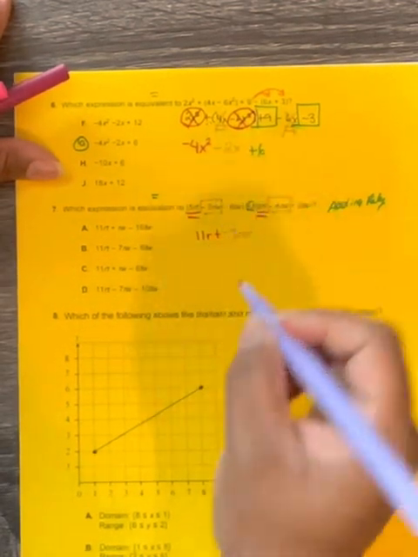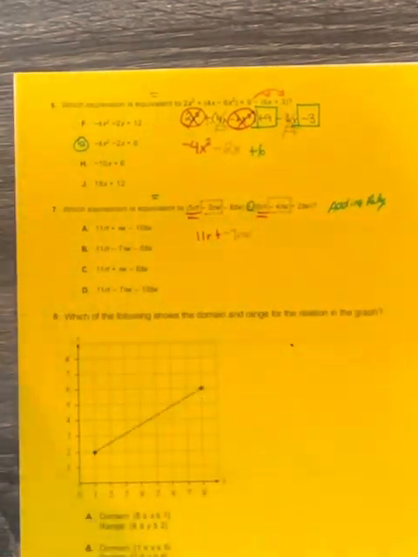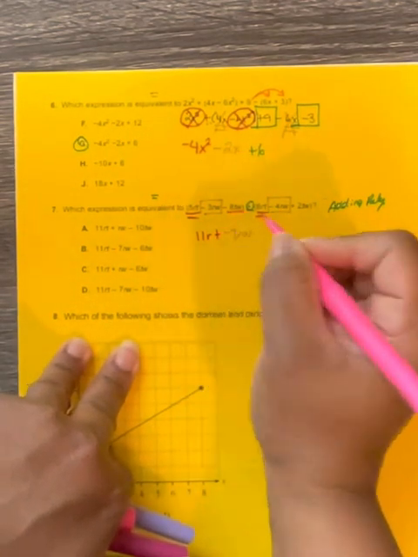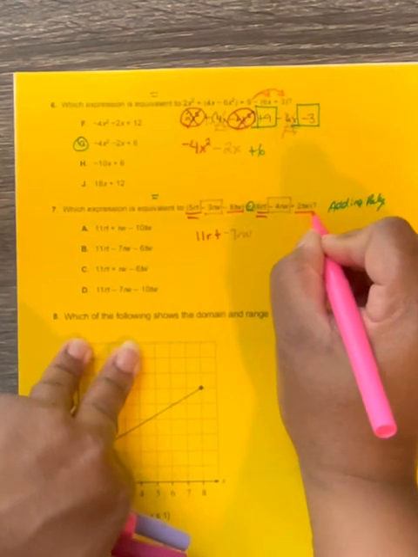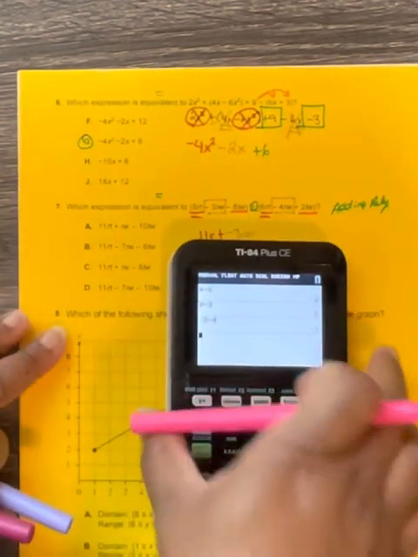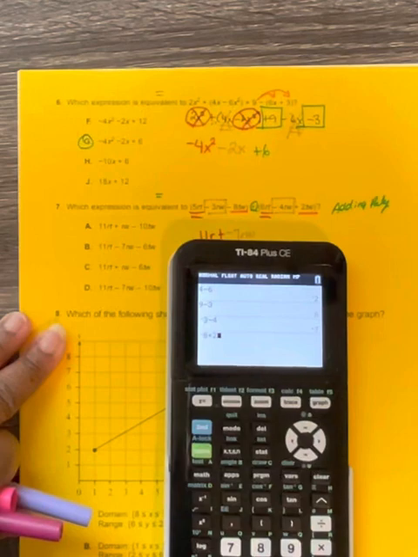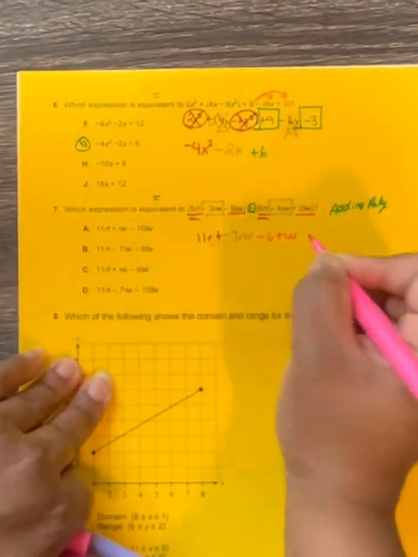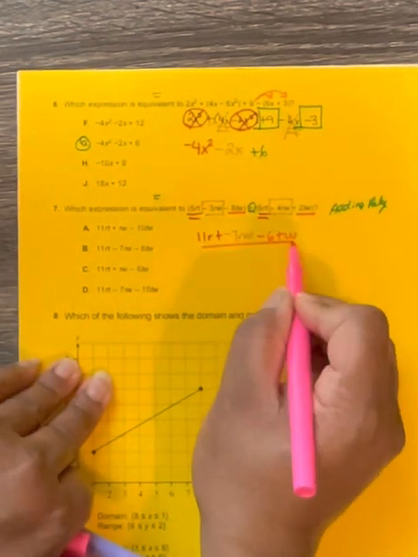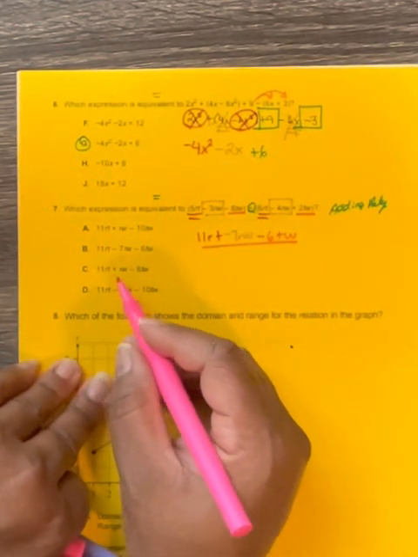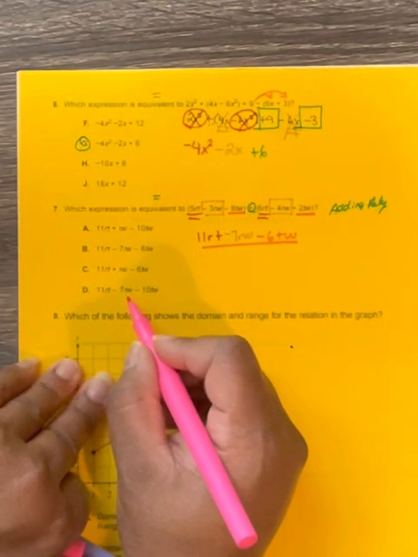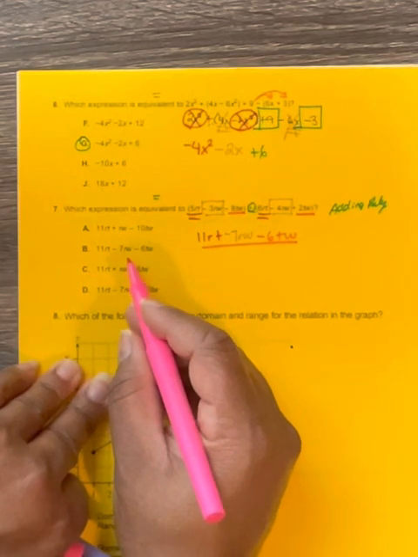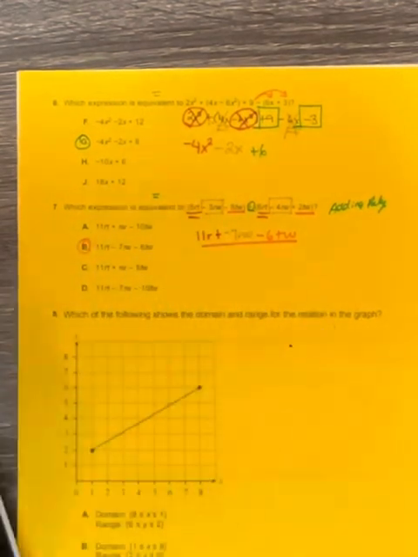And now that we're done with that, and feel free to cross them out if you need to, the last set is negative 8TW and positive 2TW. Negative 8 plus 2 is negative 6. So this is minus 6TW. So since this is our final answer, we're looking for it over here. And it looks like our answer is B, right?